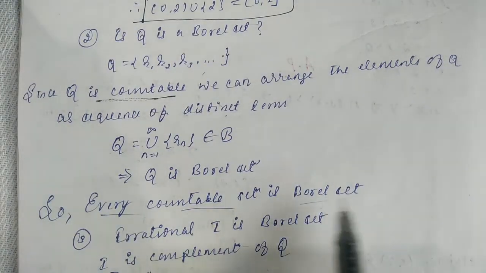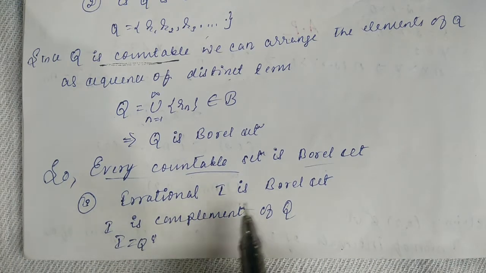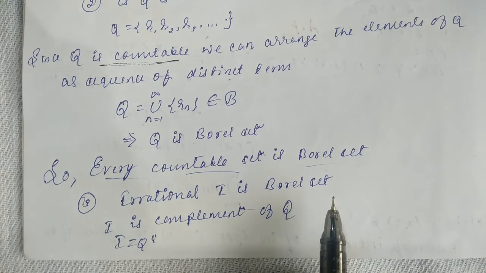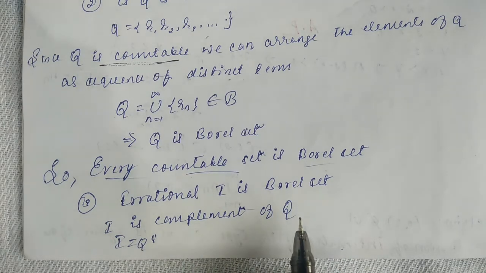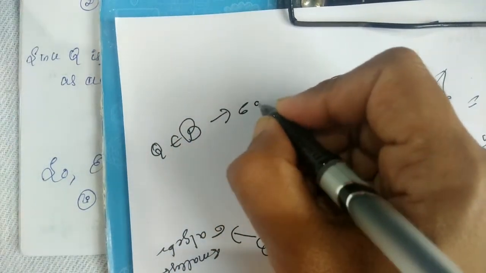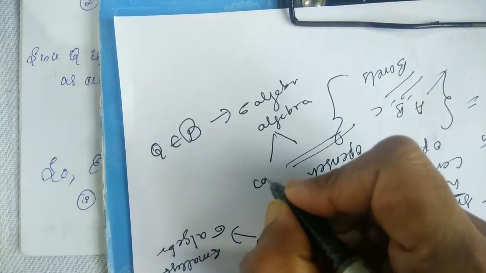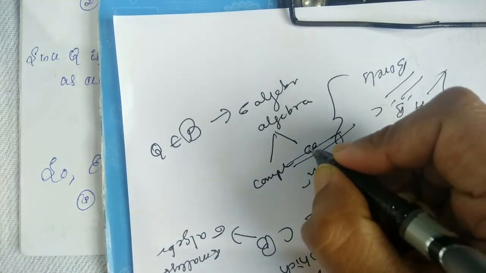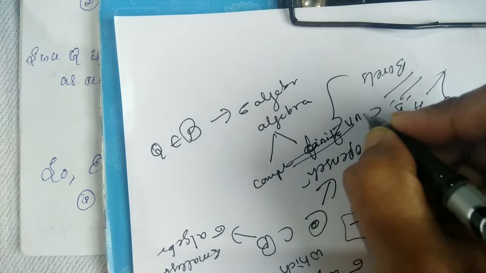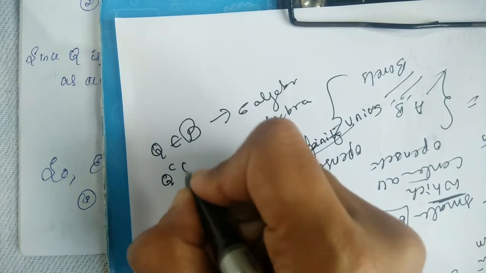So every countable set is a Borel set. Next, what about the irrationals? Is the set of all irrationals a Borel set? Yes. Why? Because I is the complement of Q. Since Q is a Borel set, meaning it is an element of B, and since B is a sigma algebra, which is an algebra, which is closed under complementation and also closed under finite union, because of the complementation condition, the complement of Q also belongs to B.